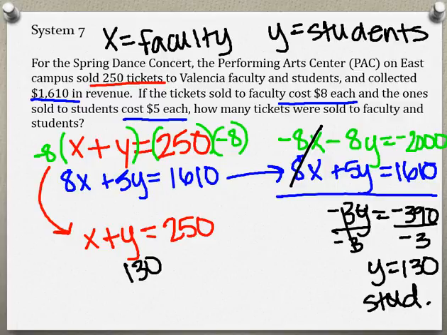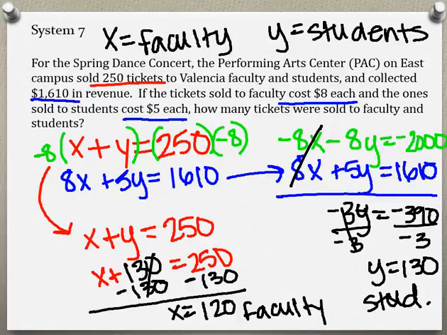So if y is 130, then we can solve for x by subtracting both sides by 130, and we end up with x equals 120. So that means that they sold 120 faculty tickets. So in conclusion, they sold 120 faculty tickets and 130 student tickets.